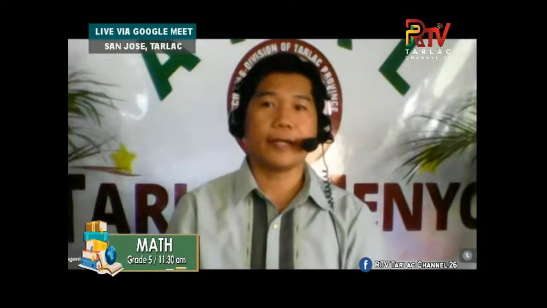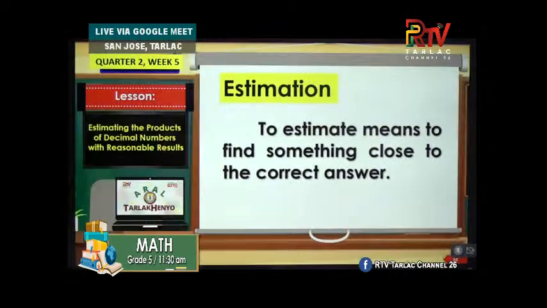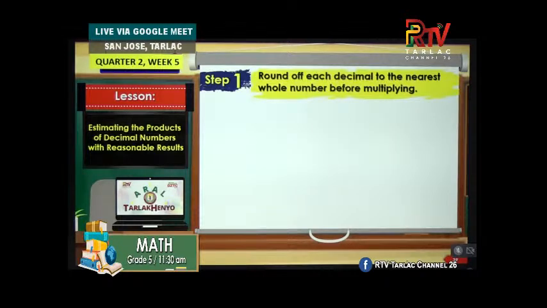Today, we will learn how to estimate the products of decimal numbers with reasonable results. But before we go further, let us first define what estimation is. To estimate means to find something close to the correct answer. In other words, you are approximating or estimating an answer. To do that, we have to follow these steps. Step 1. Round off each decimal number to the nearest whole number before multiplying.